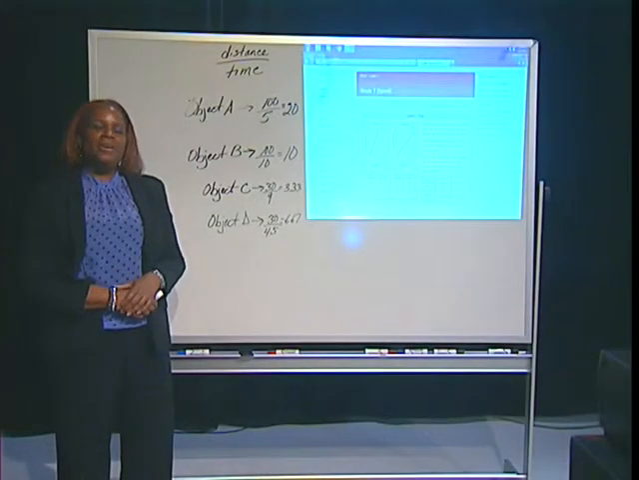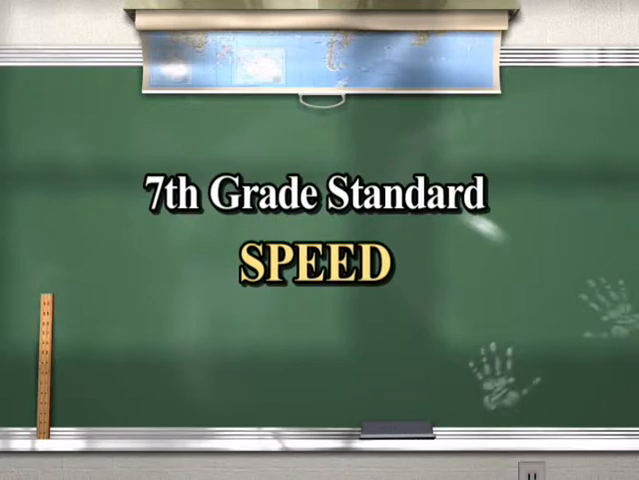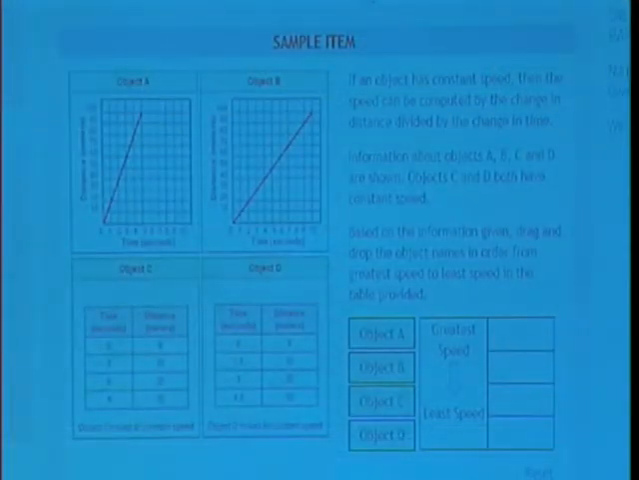Okay, everyone, we are now ready for problem 3. This particular problem is a 7th grade standard, speed. All right, in front of you, you see the sample problem, and it's talking about object A, object B, object C, and object D. It's saying that if an object has constant speed, then the speed can be computed by the change in the distance divided by the change in time.